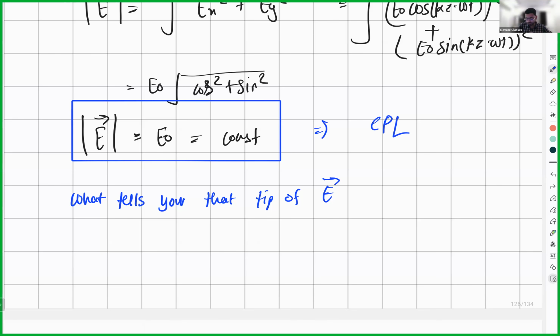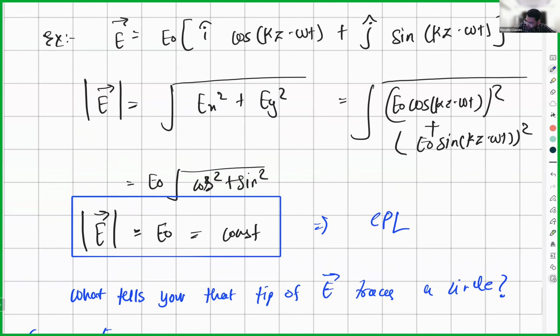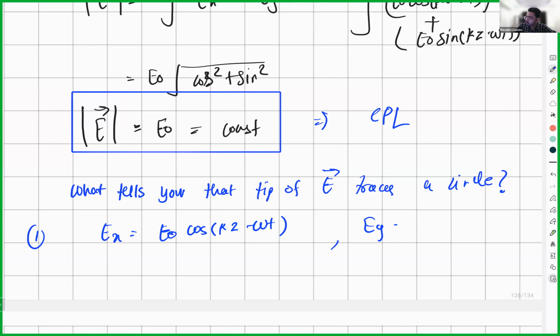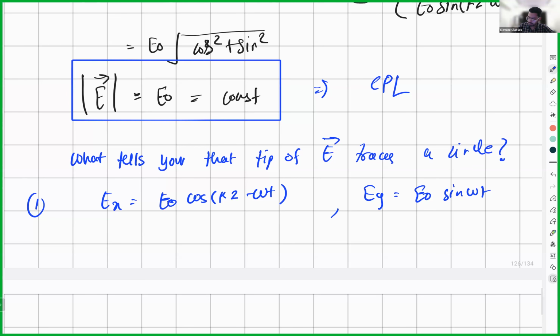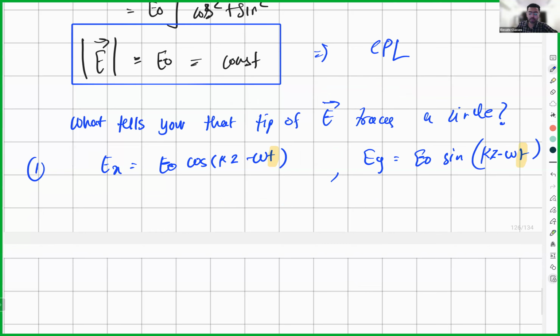So one method of knowing this is you write Ex and Ey separately. Ex is E naught cos of (kz minus omega t). Ey is E naught sine of (kz minus omega t). And now you try to eliminate time from this. Let us eliminate time from this one.